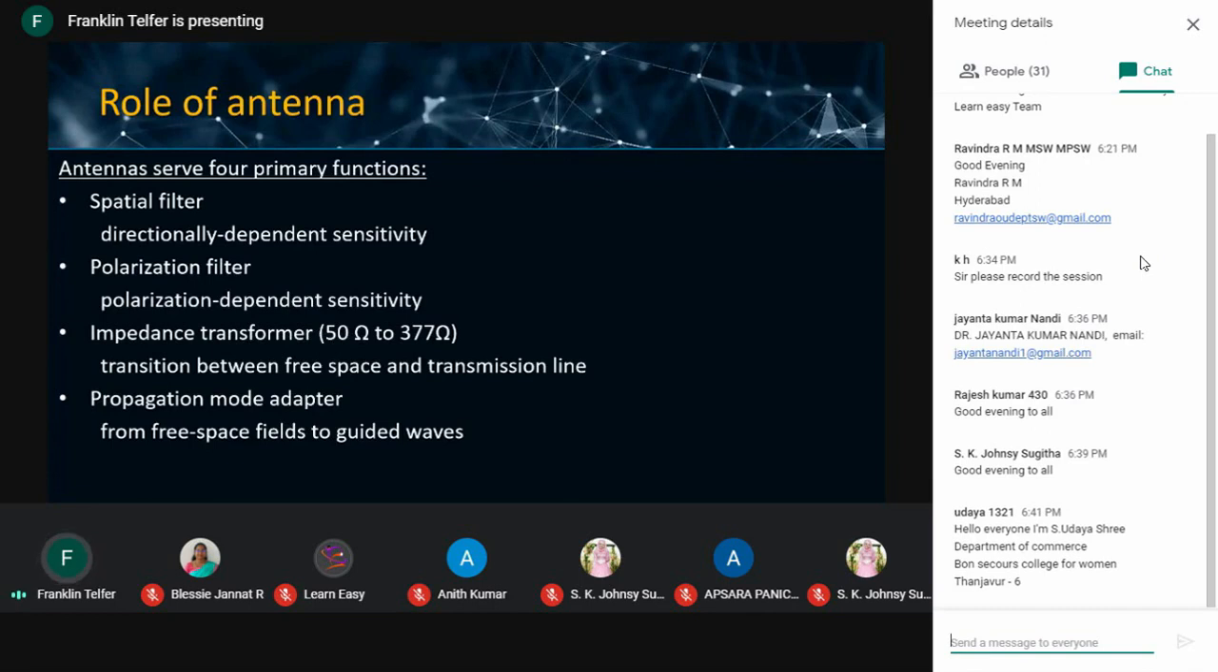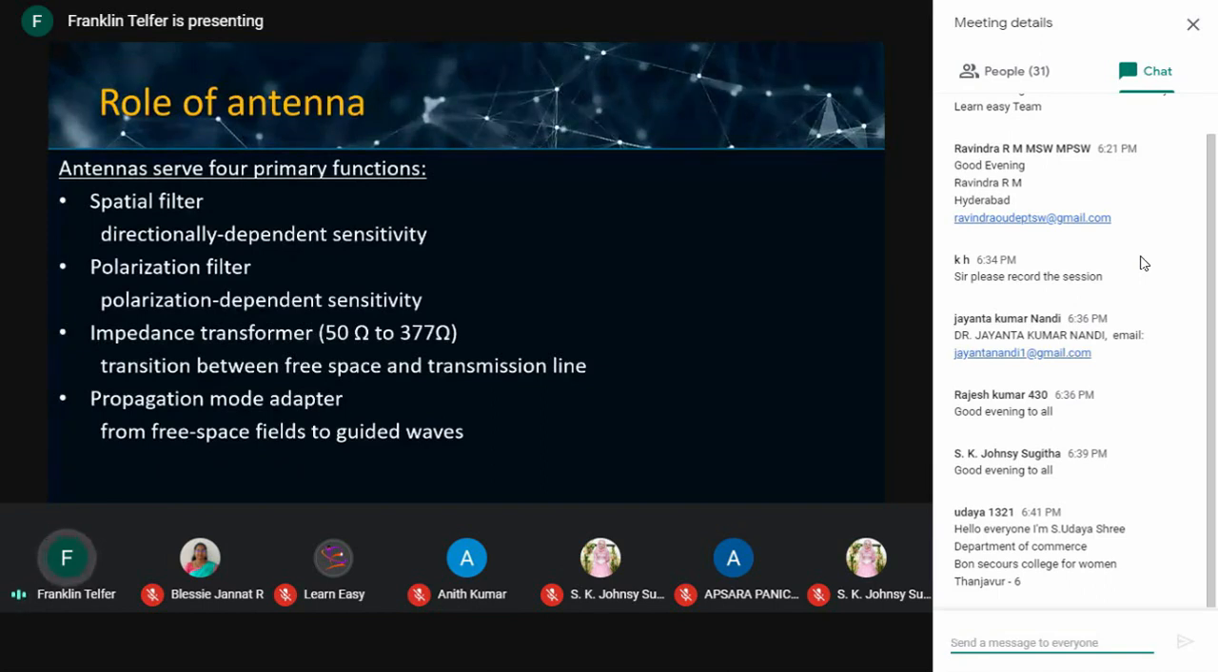From free space to guided wave, this acts on the receiver side. From free space fields, the E and H fields, to guided waves. Here you have some TEM modes of waves. This can be cavity, we call it a cavity model. The antenna can also act as a wave cavity model.